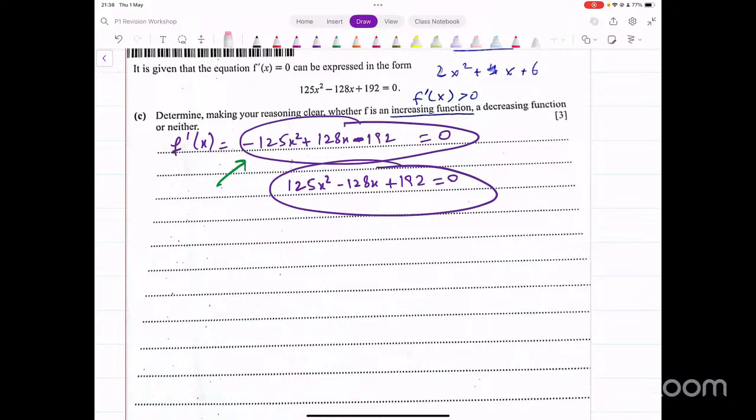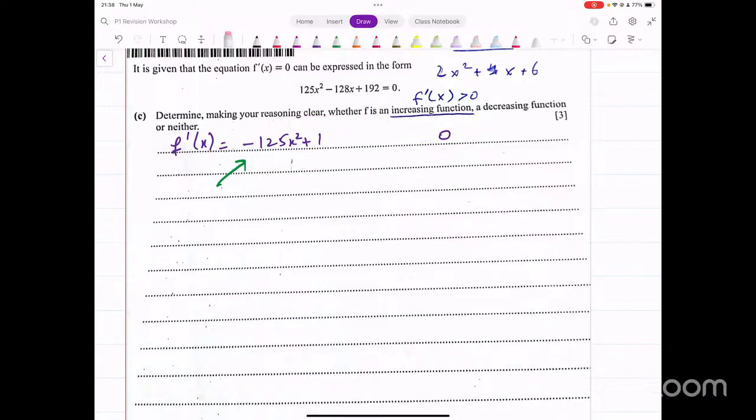Now, how do you figure out if this derivative is positive or negative, or it could be any of them? How do you figure that out? That's the question. Let's think of this expression: 125x squared minus 128x plus 192 equal to 0. Now, this is the derivative. It's a quadratic expression. Now, it could be like this, depending on if the actual x squared coefficient was positive, or it could be like this. It's one of these two shapes.